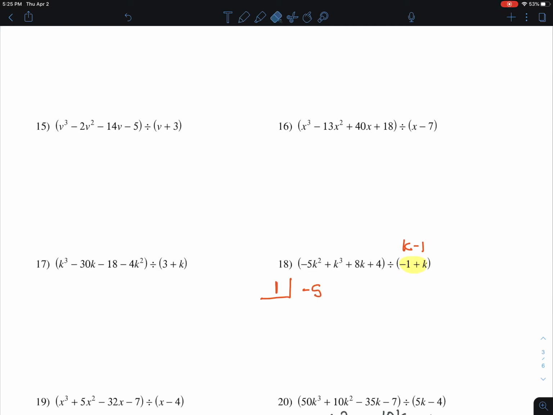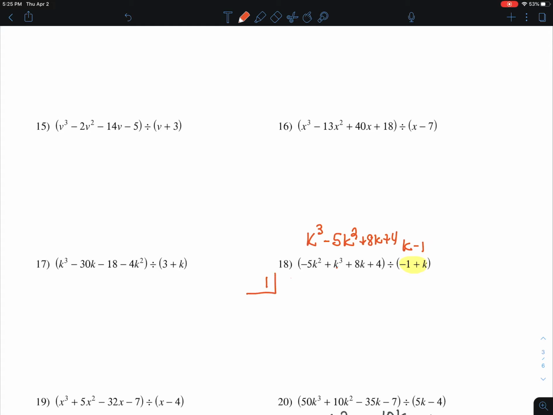Oh, this has another problem. It's not written in standard notation. Our coefficients have to be written from highest to least. So this is k cubed minus 5k squared plus 8k plus 4. We had a name for that, descending order. So it has to be written in descending order. So that one was all kind of jacked up to confuse us.